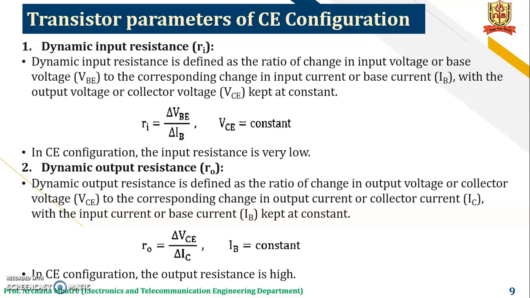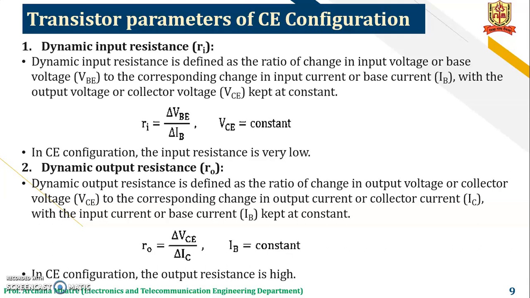Dynamic input resistance is defined as the ratio of change in input voltage or base voltage VBE to the corresponding change in input current or base current IB with the output voltage or collector voltage VC kept constant. In CE configuration, the input resistance is very low.